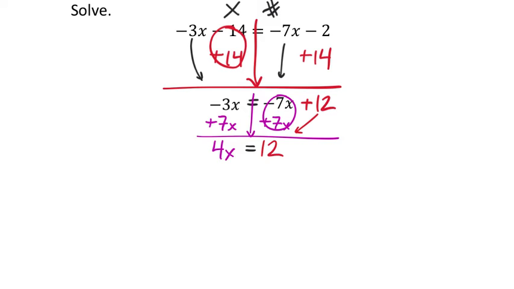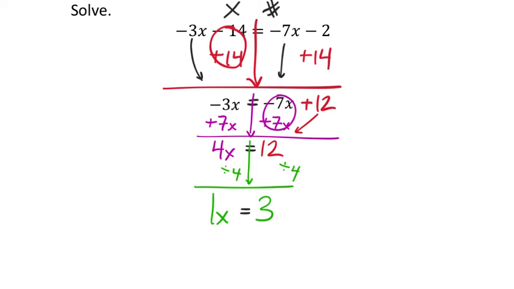Now this equation should look more familiar, because I need only one last principle of equality to solve this, to make my coefficient a 1. And I'll do that by taking the 4 coefficient and dividing it by itself, because anything divided by itself is 1. Then on the right side, 12 divided by 4 is 3.